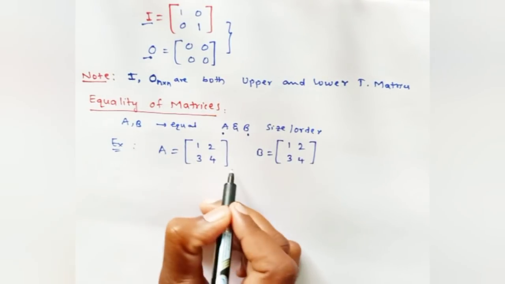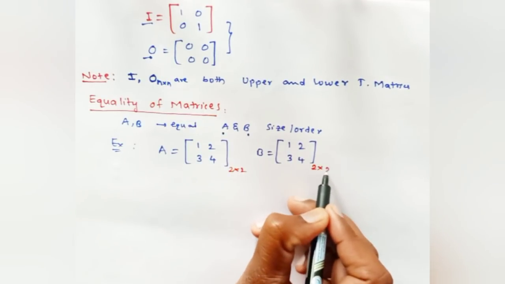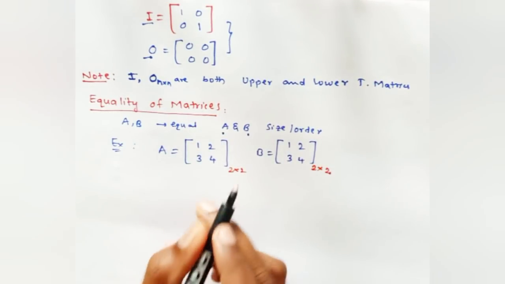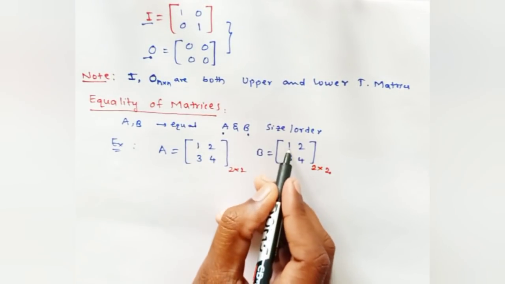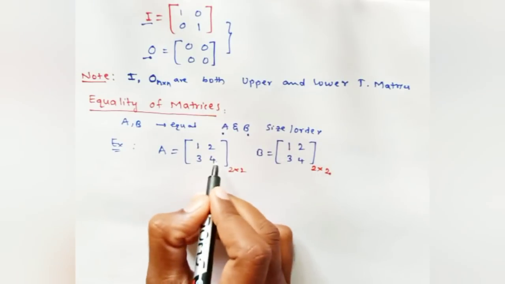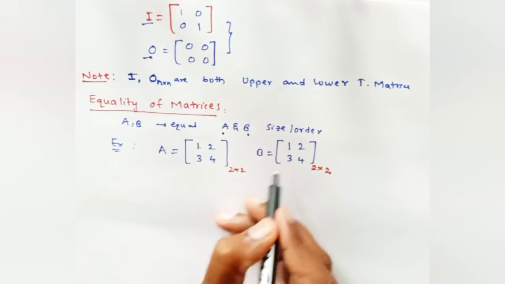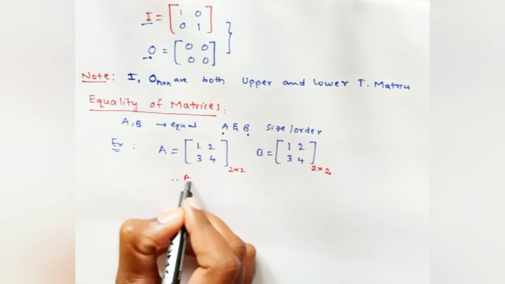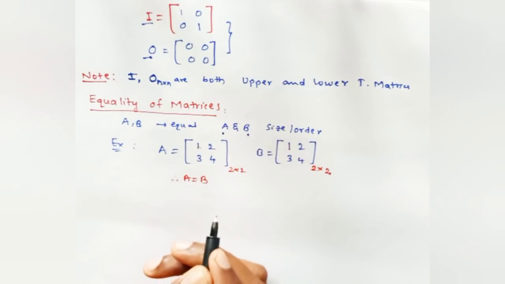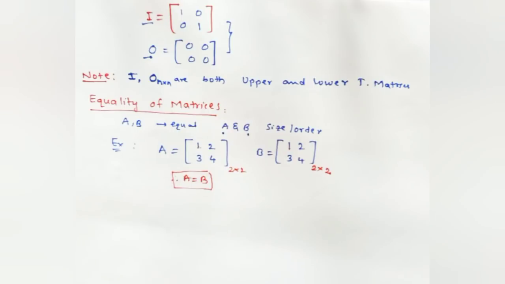See, A is a matrix of order 2 and B is also a matrix of order 2. So here the order is same, and so observe the corresponding elements. The corresponding elements of A and B are same. Here 1, 1, 2, 2, 3, 3 and 4, 4. Therefore we say that these two matrices are equal. Here A is equal to B.